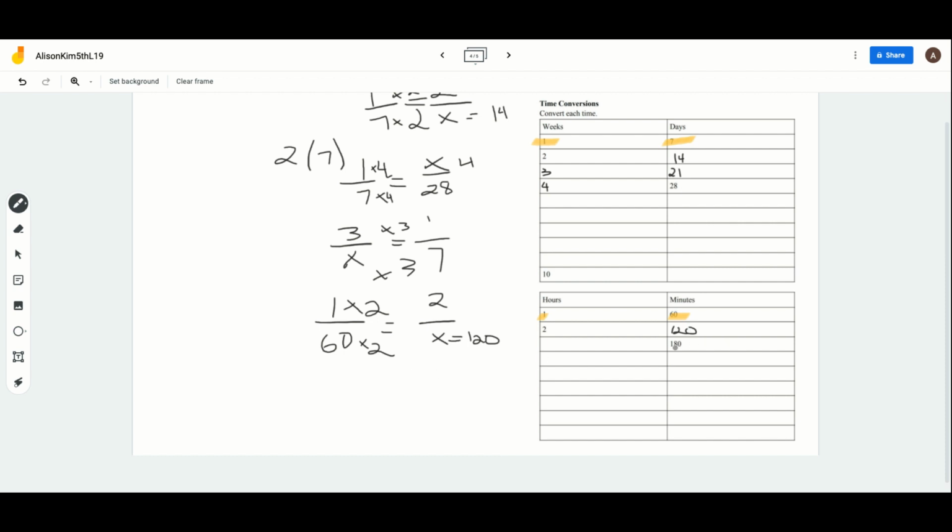Now we're going to do it for 180 minutes. So we're given 1 hour equals 60 minutes, right? And we're given 180 minutes, but we don't know how many hours it's been. So we're going to put an x. And we know that 60 times 3 equals 180. So we're going to multiply the top by 3. And we get x equals 3. So 3 hours gives us 180 minutes. And you're going to do that so on and so on.